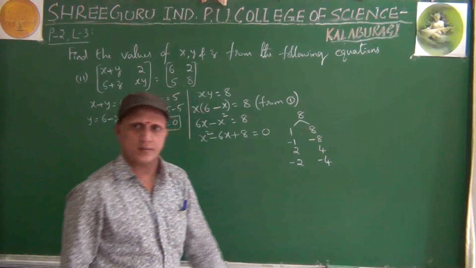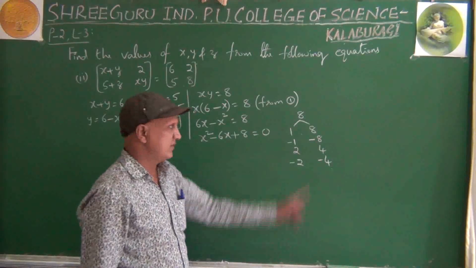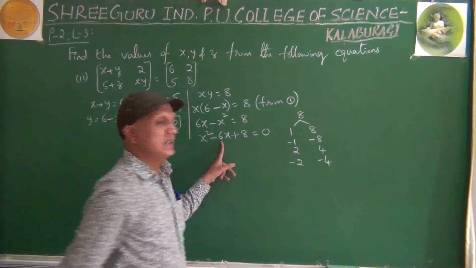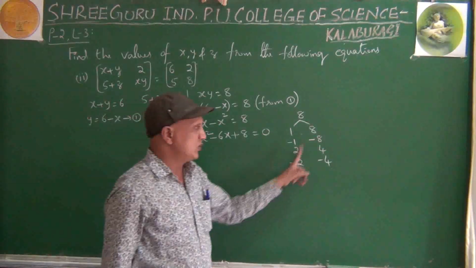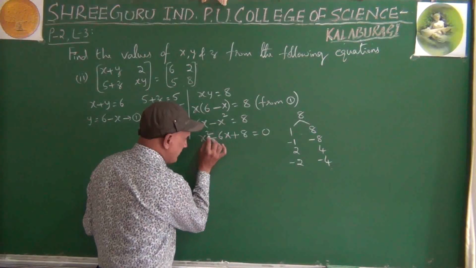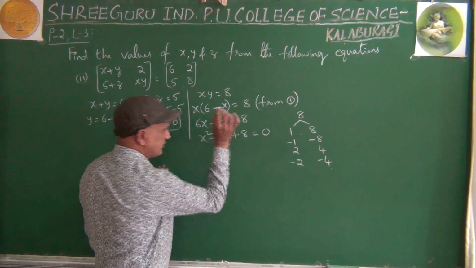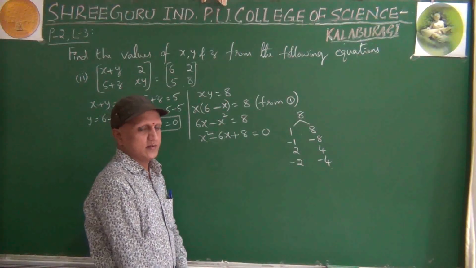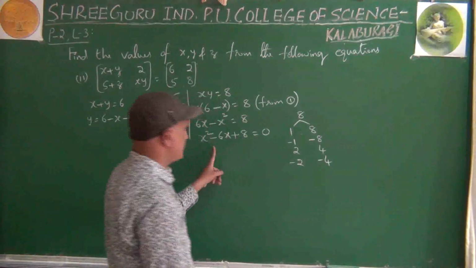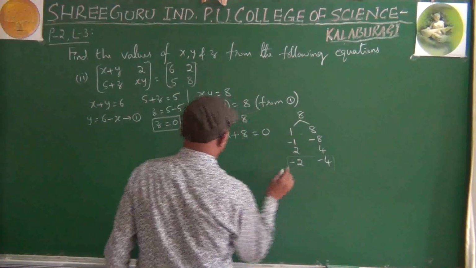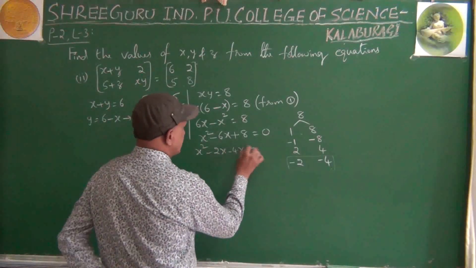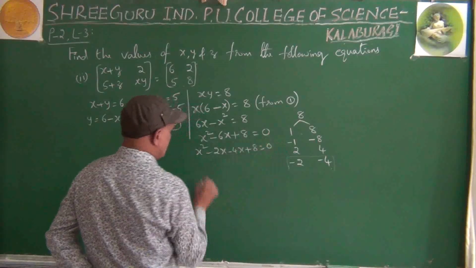These many factors are there. But let us check which one we want. 1 plus 8, 9. No. Minus 1 minus 8, minus 9. No. 2 plus 4, 6. We want minus 6. Minus 2 minus 4, minus 6. Yes. So these are the factors. So x square minus 2x minus 4x plus 8 equals 0.